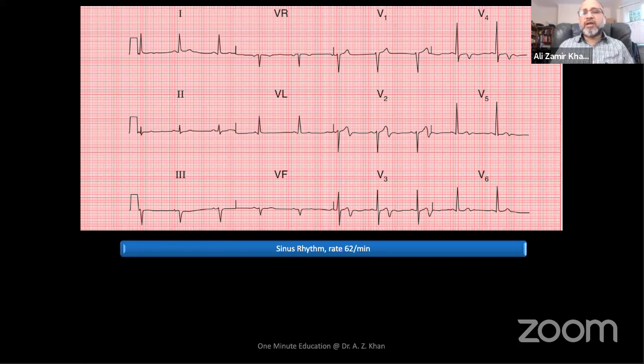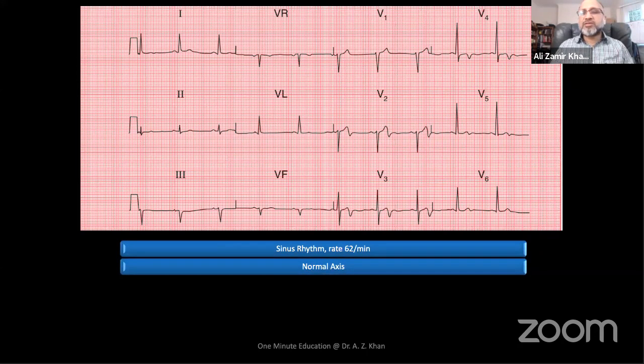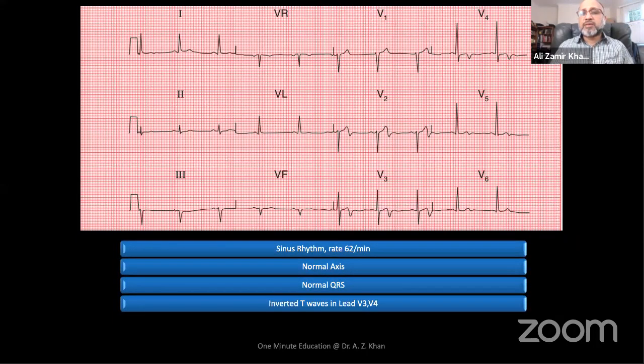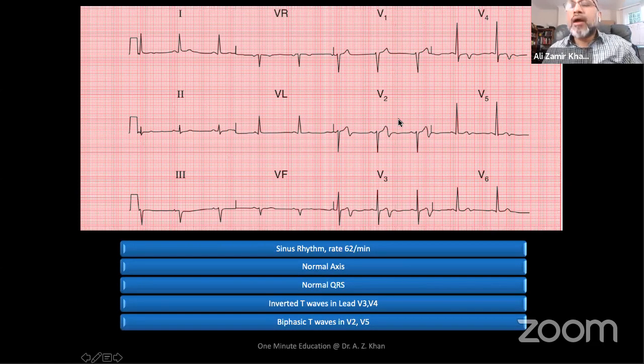Sinus rhythm, rate of 62. Axis is normal. QRS is normal. There is some inversion in the T wave in V2, in V3 and V4. See this? In V4 the T wave is starting to get inverted, okay? And actually, there are biphasic waves in V2 and V5. So V2, look at this. Can you see this? Biphasic wave in V2 and also in V5. There's a biphasic wave, T and a depression, okay?